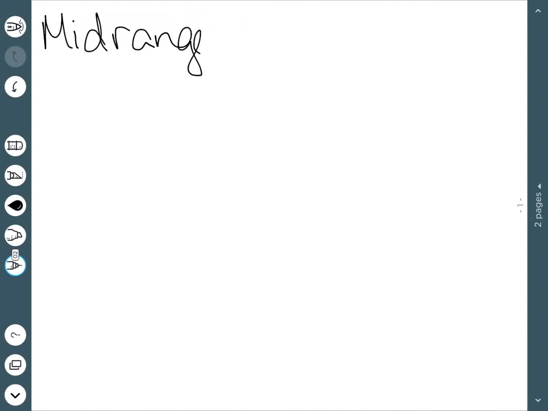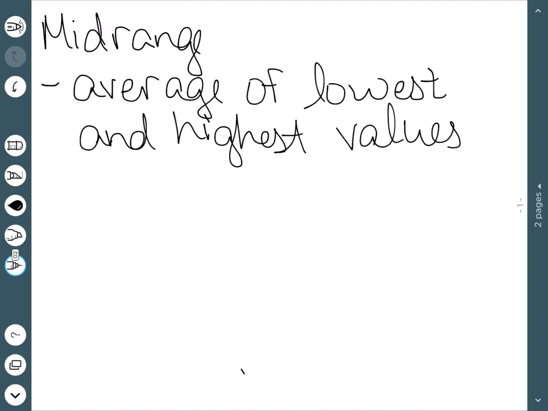The next measure we'll look at is called the mid-range, and this isn't seen very often, but it is very easy to find. This is the average of the lowest and the highest values. So we're only going to look at two numbers out of our entire data set, the smallest and the biggest, and then we'll average them. This isn't seen very often because it's greatly affected by very, very high or very, very low values. These data values that don't really reflect the rest of the data set are outliers. Either way, let's look at how to calculate it.